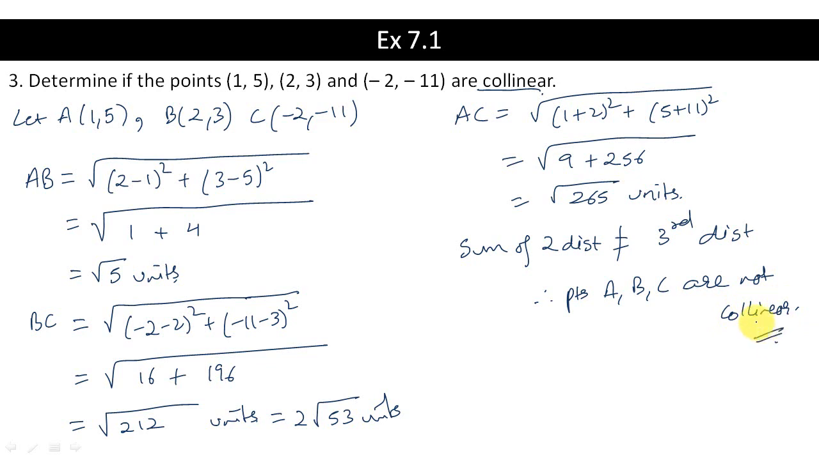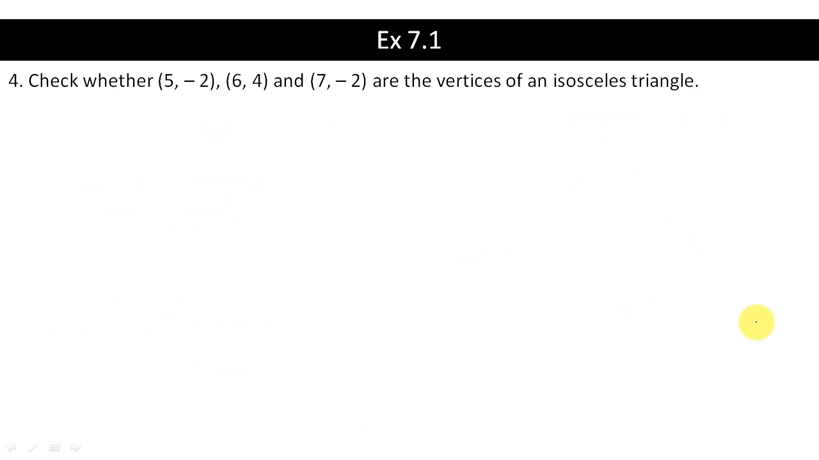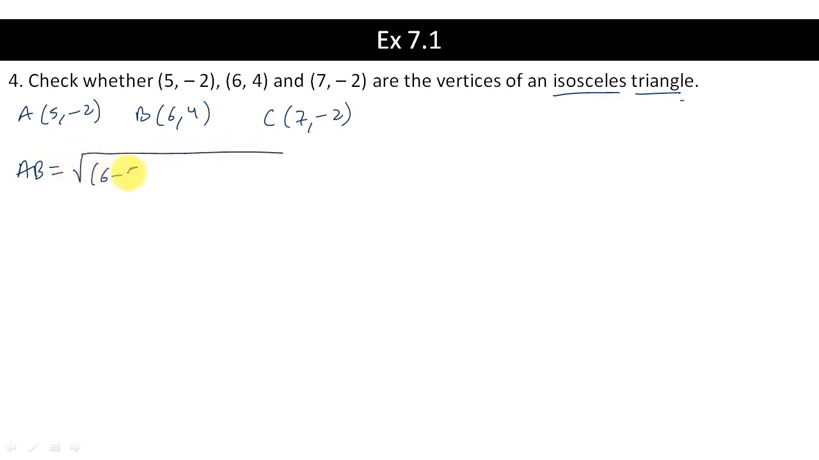Okay. Question number 4. Check whether (5, -2), (6, 4), (7, -2) are the vertices of an isosceles triangle. So we'll check whether two distances are equal or not. Let us mark point A as (5, -2), point B as (6, 4), and point C as (7, -2). We'll find the distance AB, which is under root of (x2 minus x1) square plus (y2 minus y1) square. So this is 6 minus 5, which is 1, 1 square is 1, plus 4 plus 2 is 6, 6 square is 36. So it is under root of 37 units.